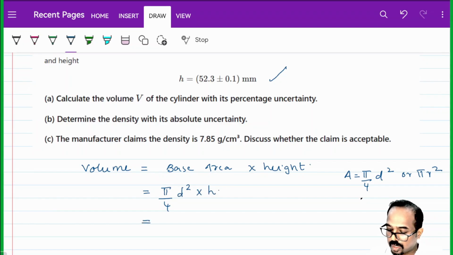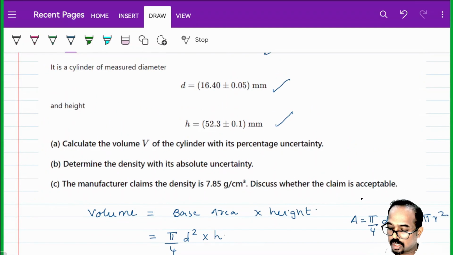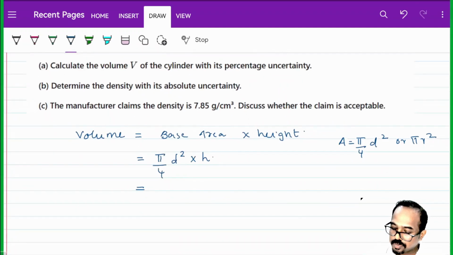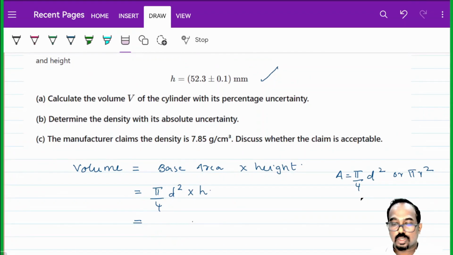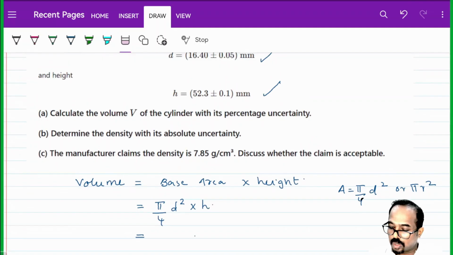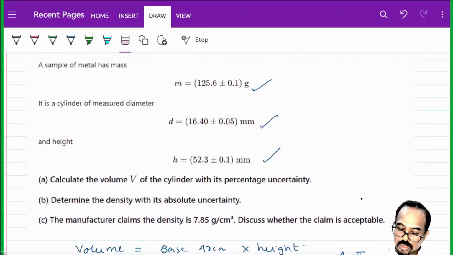So all values are there. Diameter is measured and height is there. You need to substitute the average values in this equation and calculate. You have all the measured values d and h. Before substituting the values, check one thing: the unit. Gram, mm, right? The final answer you require is gram per centimeter cube. So you can convert this into centimeter, millimeter to centimeter divided by 10.